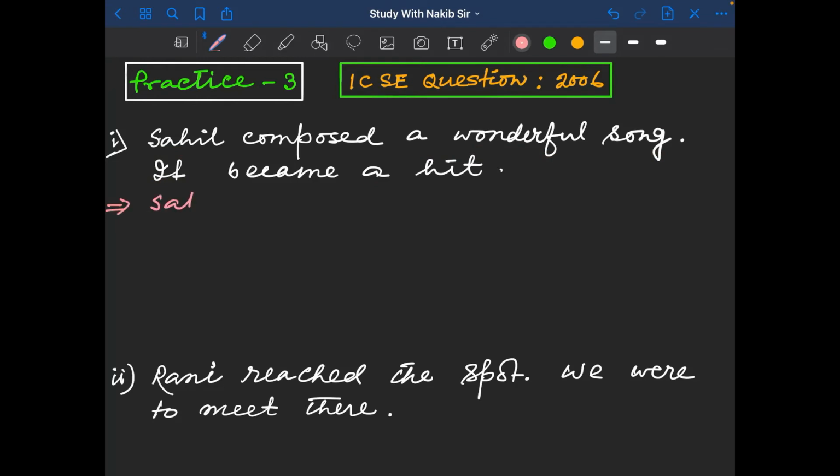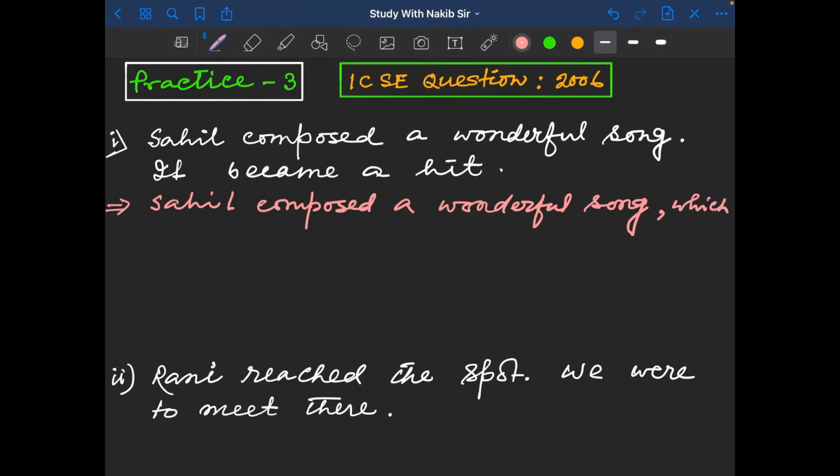Sahil composed a wonderful song, comma, which became a hit. Okay, which became a hit. This is a continuative relative clause. It's a compound sentence. Okay, now you may combine the sentence in another way.